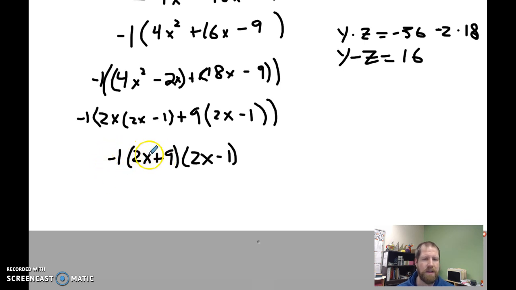When we get down to this step, we can get rid of those extra parentheses because this is just one binomial times another binomial. It's all multiplication, so we don't have to have separate parentheses. And that's it.